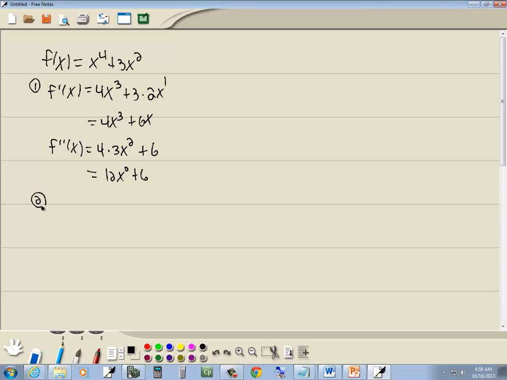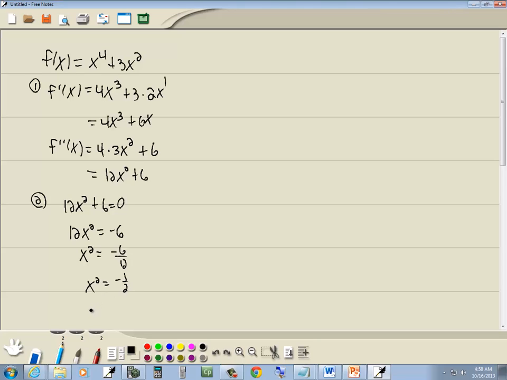Now our second step is to set this equal to 0. So we've got 12x squared plus 6 is equal to 0. Now, I want to solve for x, so I take the 6 over. It becomes a negative 6. Divide both sides by 12. And we get x squared is equal to negative 6 twelfths, or x squared is equal to negative 1 half.